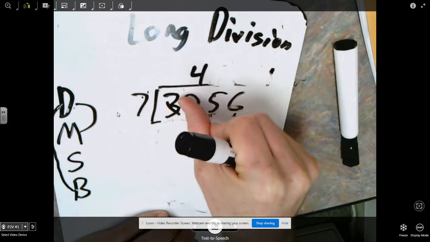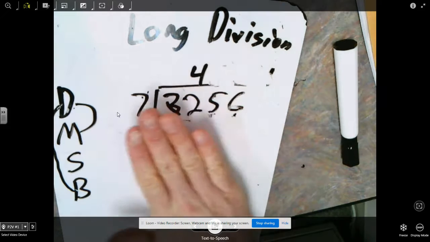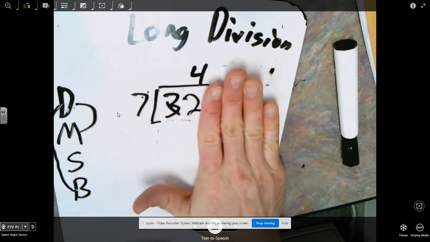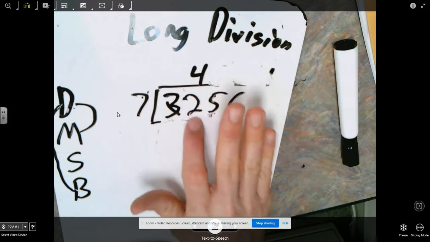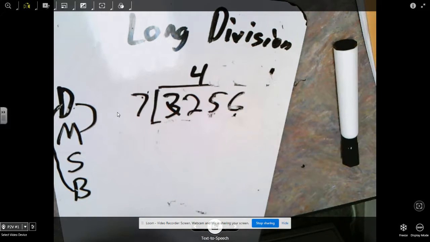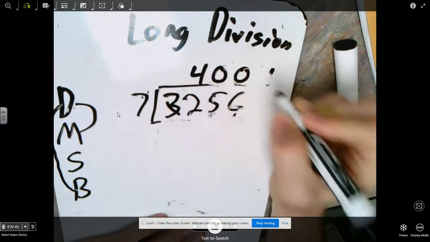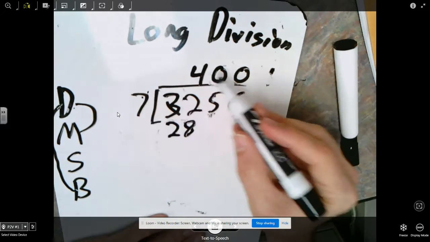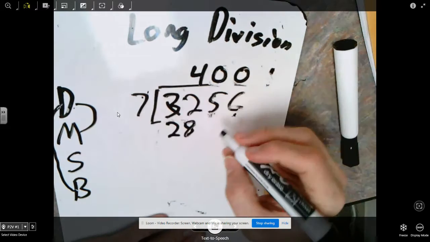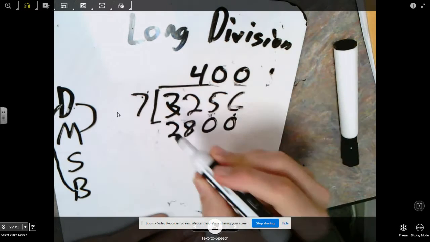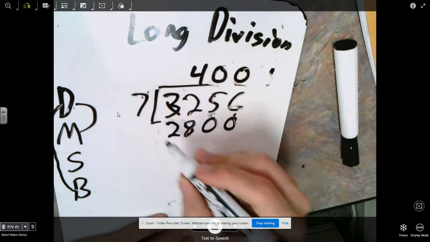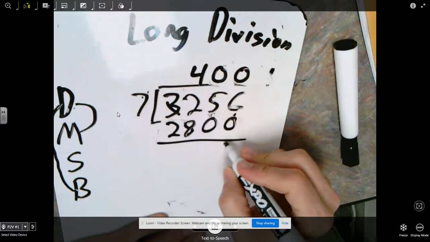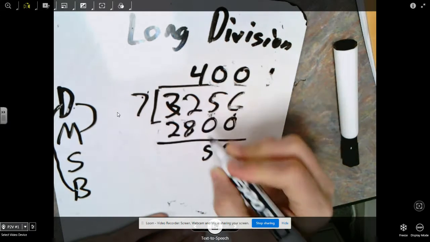So it's basically the same process. I'm just looking at how many 7s can I take out of each group. Well, I can take out 4 out of this hundreds block. So I'm not just taking 4, I'm really taking 400. So before, when I placed the 28 here, the reason is because it was 400, and 7 times 400 is 2,800. So that's why that was lined up there. And then when you subtract, you're basically just bringing down these next numbers.